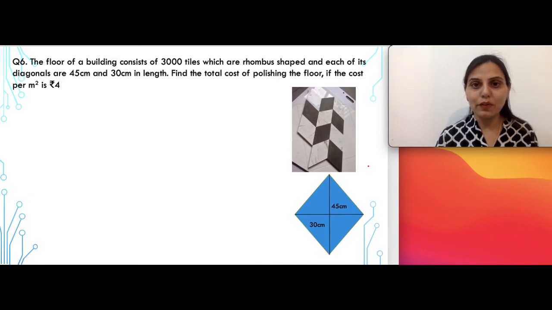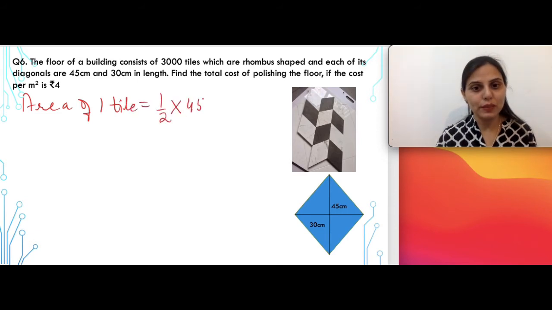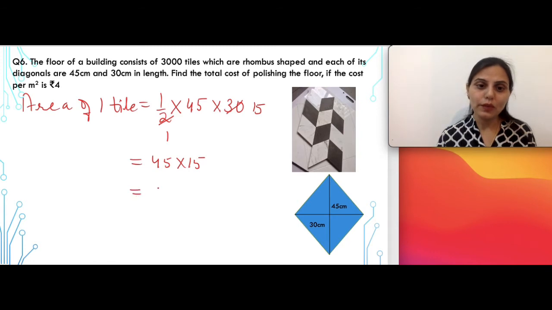So let's start by finding the area of one tile. Area of one tile, which is in the shape of rhombus, will be equal to 1 upon 2 multiplied by length of diagonal 1, which is 45 centimeters, multiplied by length of diagonal 2, which is 30 centimeters in this case. So let's cancel 2 ones and 2 15s, and we get 45 multiplied by 15, which on multiplication will give you 675 centimeters square.